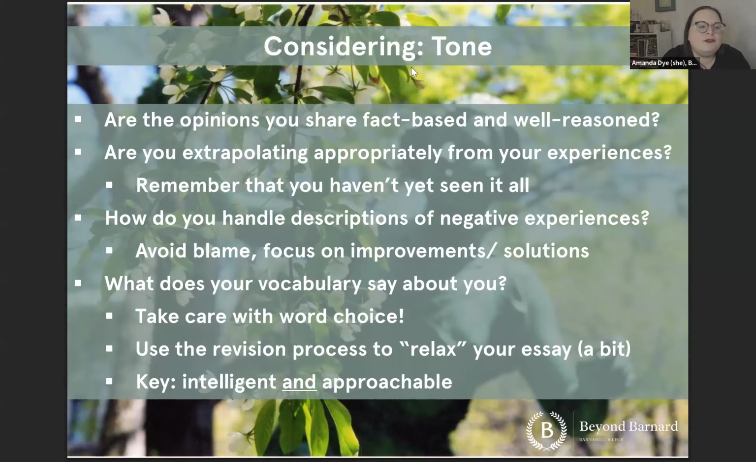I always encourage people to try to write in a way that is natural to you. Revision can be a place where you look for, hey, have I used the thesaurus a little too much? And maybe relax the language a little bit. You really want, of course, to come across as intelligent, but you also want to come across as a human, an approachable person, etc.